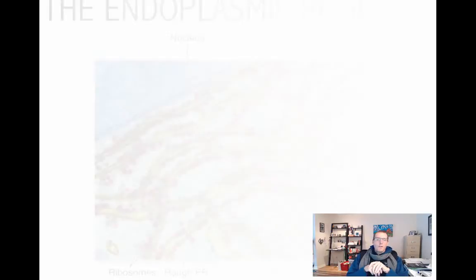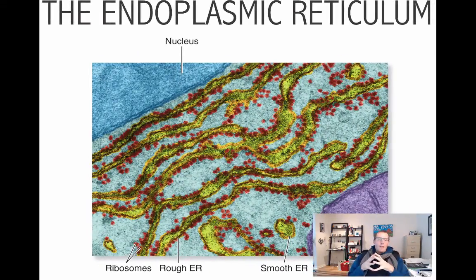Let's just take a look at what this would look like in an actual cell. So this is an electron micrograph. This is a transmission electron micrograph. We've not seen any of these kinds of images before.